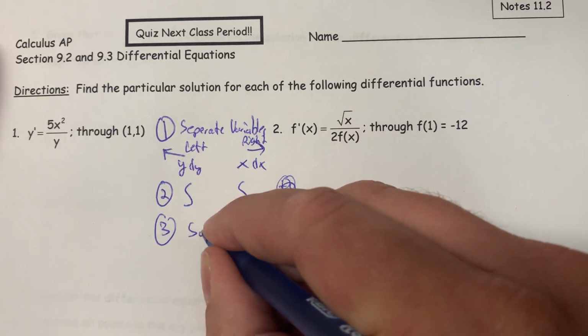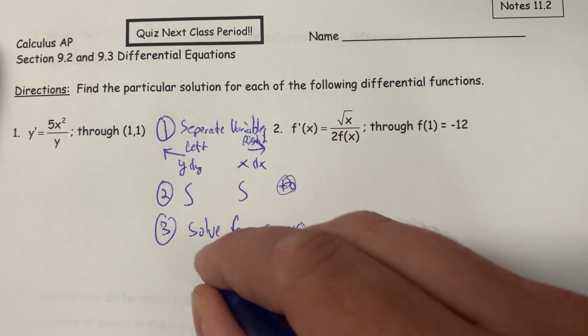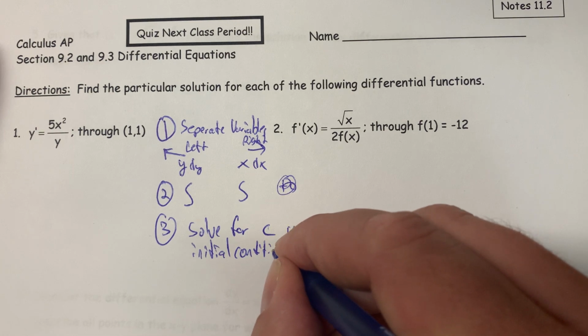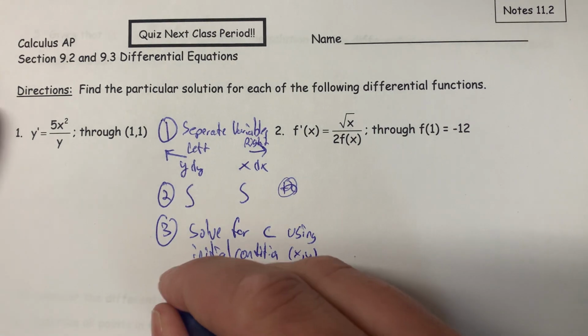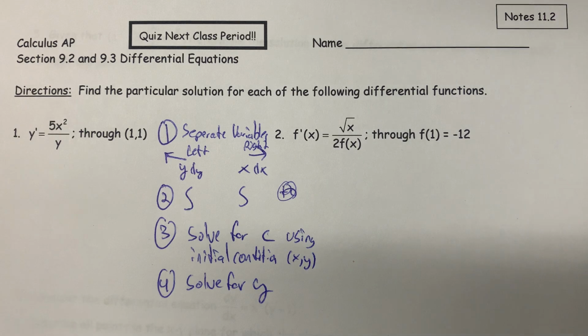We will solve for c using the initial condition, which is usually a point they give us. And then finally, we solve for y. And we get points along the way for each of these steps. This is a ton of points on the AP exam for what is one single problem. And I will tell you, this is something with practice that everybody gets very good at and gets these points pretty easily. This is one that you can definitely get 9 out of 9 points on the AP exam.